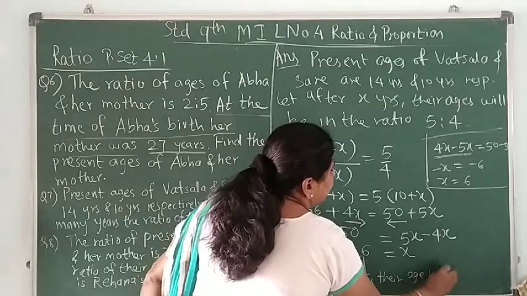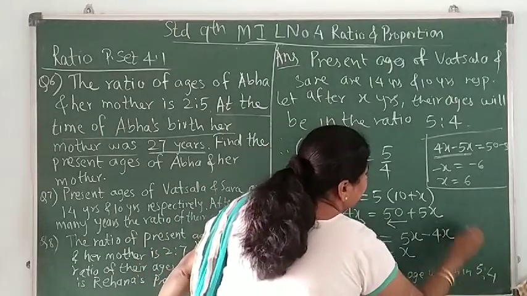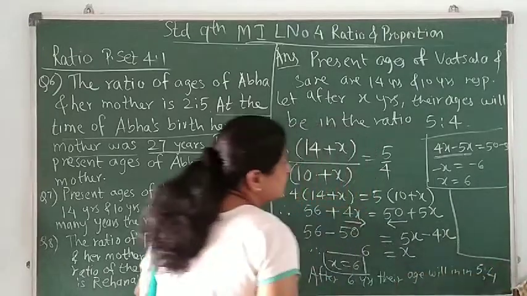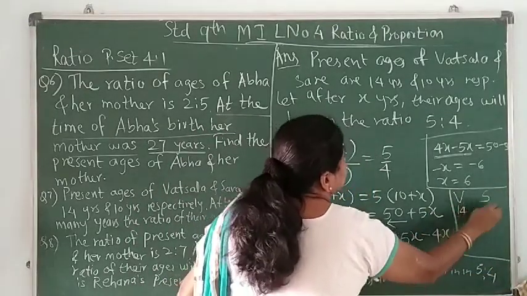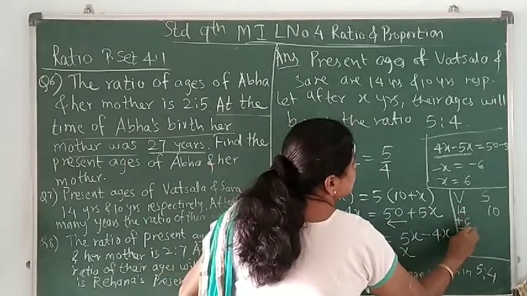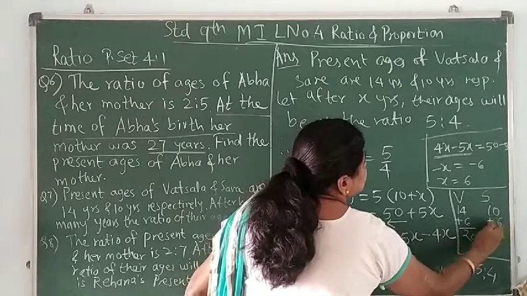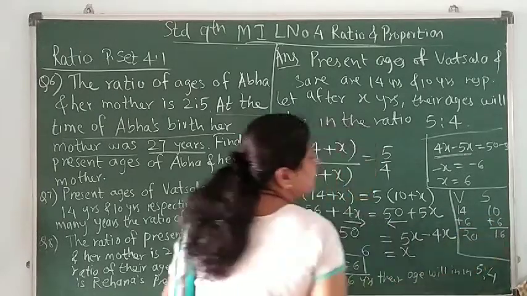Their ages will be in the ratio 5:4. Okay. Can you verify this? Certainly, yes. Vatsala is now 14 and Sara is 10. So after how many years? 6 years. 14 plus 6 is 20, and here 10 plus 6 is going to be 16. So after 6 years, their ages are going to be 20 and 16.